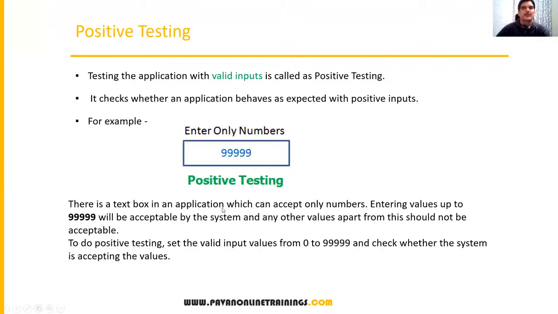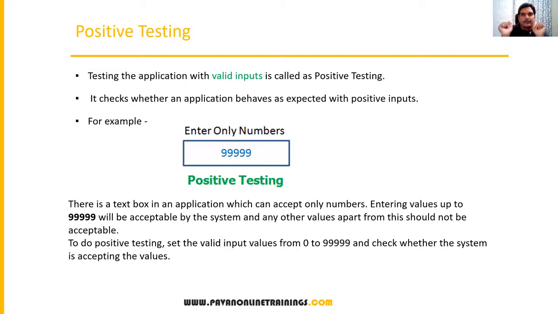Positive testing and negative testing. So testing the application with valid inputs is called positive testing. Simple. So testing the application with the positive inputs, and working or not, that is positive testing. And testing the application with the negative inputs and it should not work, that is negative testing.